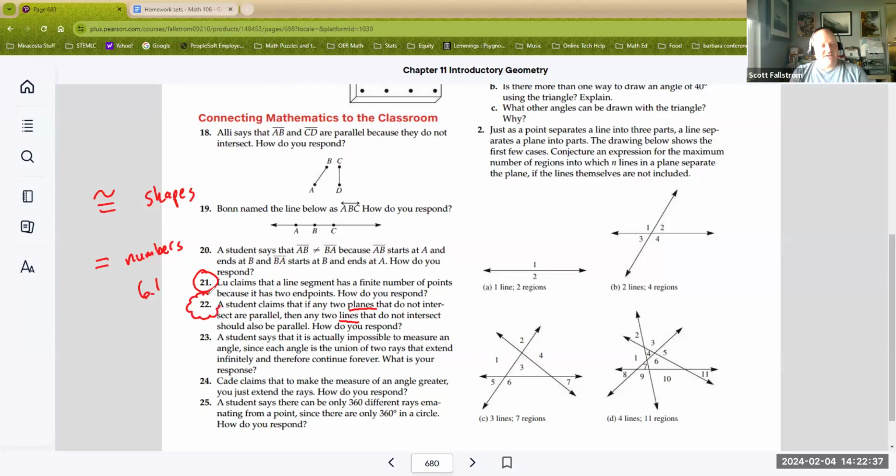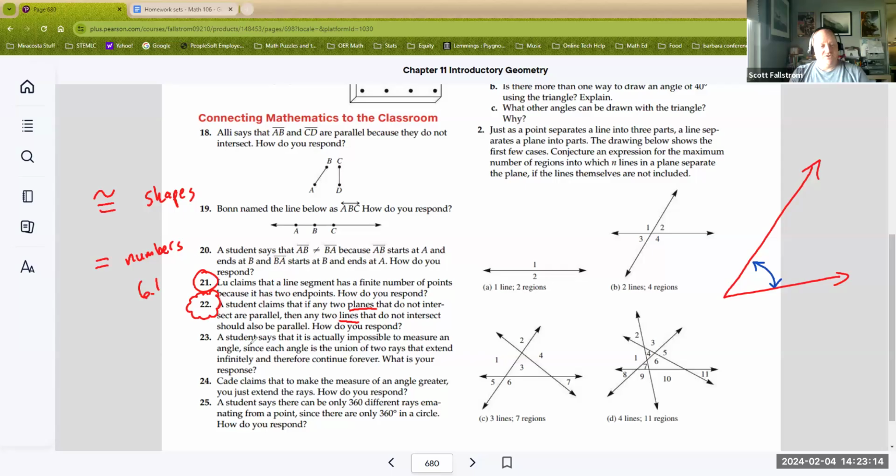Keep in mind, I'm asking you to think. Just because it says two lines, it doesn't mean they're coplanar. So again, keep that in mind. Student says it's impossible to measure an angle since each angle is the union of two rays and they extend forever. That is true. The rays do extend forever. So the student's saying then you can't measure the angle because you can't measure something that goes on infinitely. So think about your response to that, and think about your response tied into the two different objects, one of them being an angle and one of them maybe being the length of a ray.